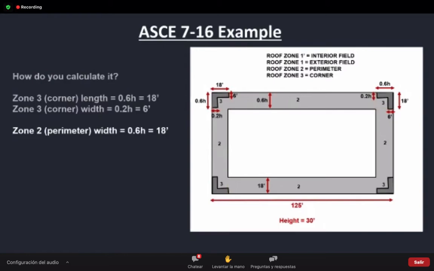So now let's go with zone 1, which is the exterior field. Please give me my math equation and give me my answer.